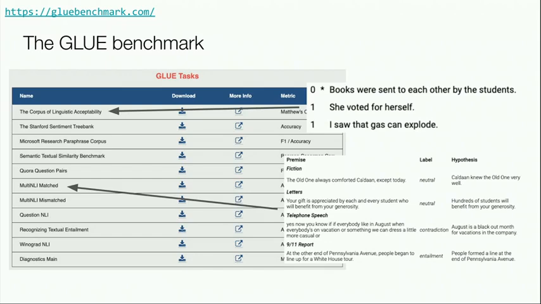Or something like, at the other end of Pennsylvania Avenue, people began to line up for a White House tour. And then the hypothesis is, people formed a line at the end of Pennsylvania Avenue. That's entailment because the premise already told you that the hypothesis is true, right? So basically this becomes a three-way classification task: does the premise entail the hypothesis, or does it contradict it, or we can't determine either with perfect confidence.